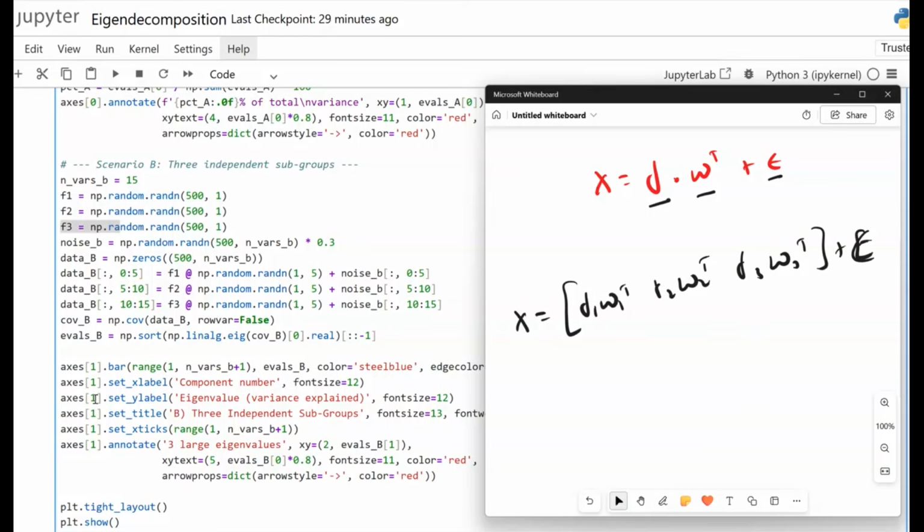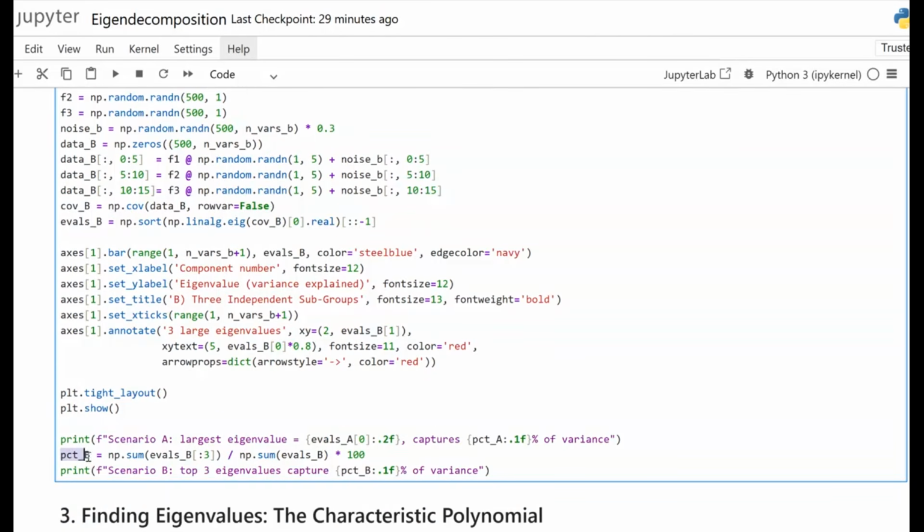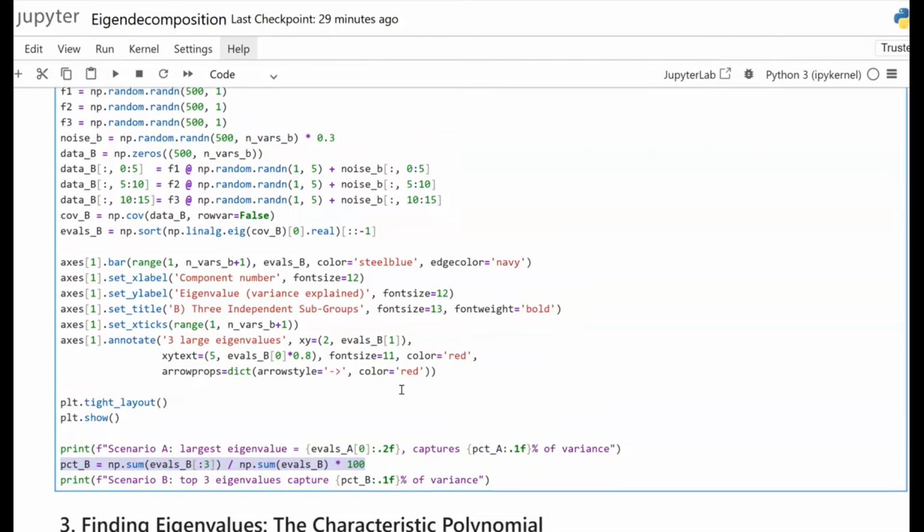And yes, dear friends, here we have the covariance and eigenvalues. Here we have 3 eigenvalues, and here we explain the variance. It measures the variance captured by the first 3 components. And yes, let me execute and view the result.